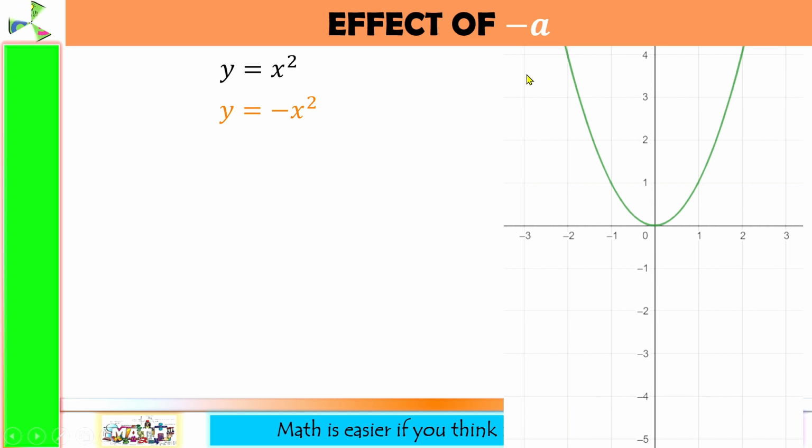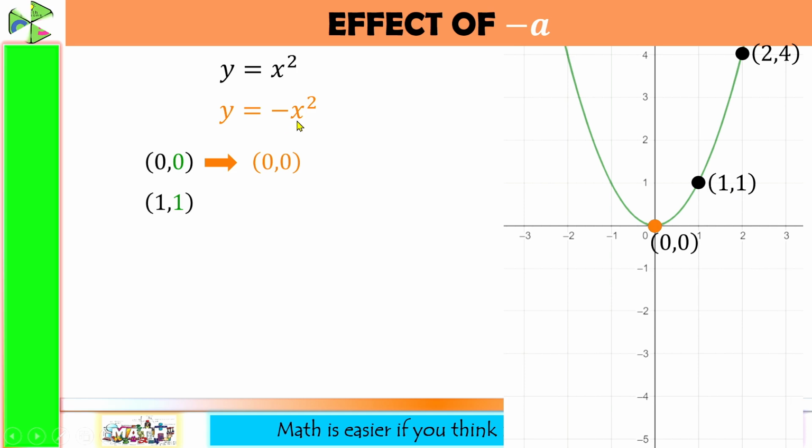To graph it, we are going to determine some key points from our mother graph. This is the origin. This is 0, 0. This one is 1, 1. And this one is 2, 4. Now we are going to use these points to graph y is equal to negative x squared. All we have to do is to look for the y-coordinate of these key points and then multiply it by negative 1. So 0 times negative 1 is still 0. So the point is still at 0, 0, meaning the graph of this function will still pass through 0, 0. The next point is 1, 1.